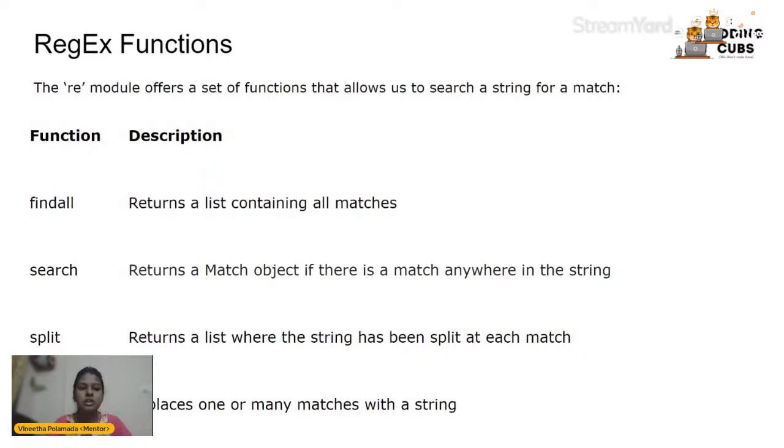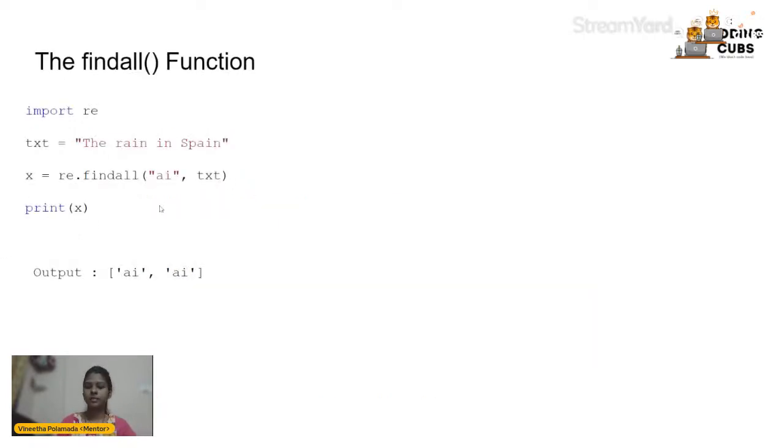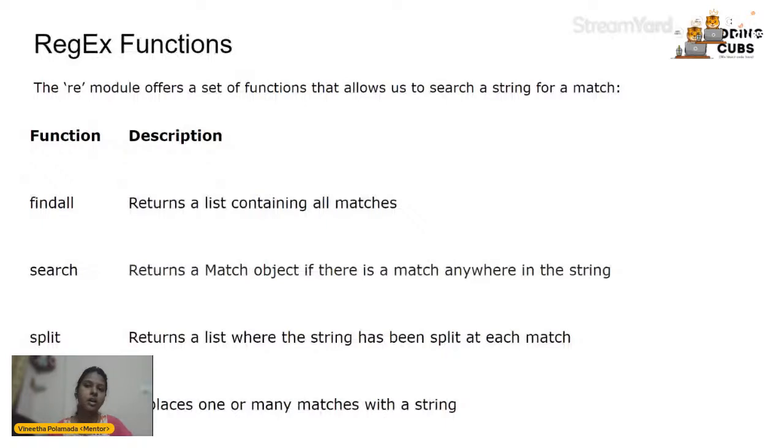Find all, search, split, and sub. We'll just see what each function does in detail in the later phase. So what findall does is that it returns a list containing all matches. And the search function returns a match object if there's a match anywhere in the string. So what if there are multiple matches in the string? If there are multiple matches, it returns the first match of the string.